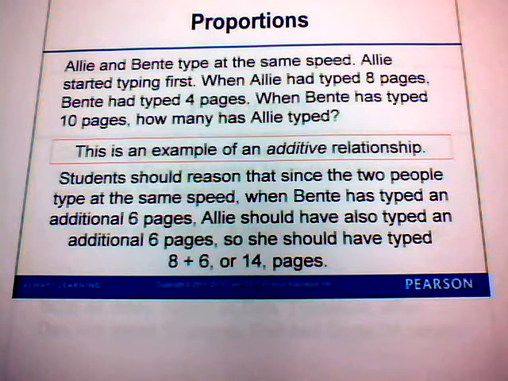Okay, so here students should see the fact that since 2 people typed at the same speed, when Bent has typed an additional 6 pages, Ali should have also typed an additional 6 pages. So she should have typed 8 plus 6, or 14 pages. Okay.